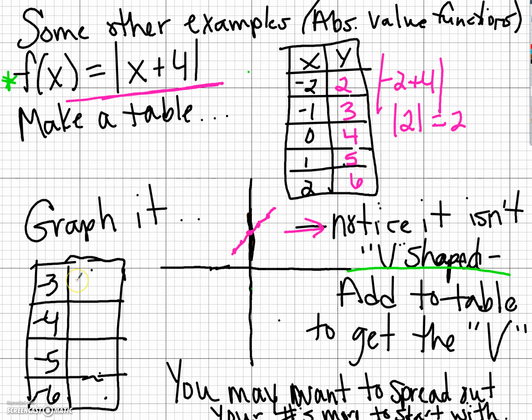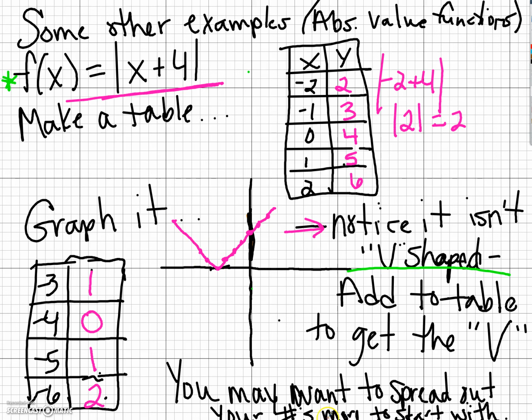Okay, so if we go down here and do it in that way, you're going to get -3 plus 4 is 1, absolute value of that is 1. -4 plus 4 is 0, absolute value of that is 0. -5 plus 4 is -1, absolute value of that is 1. Notice here we will see that V going on. And -6 plus 4 is -2, and the absolute value of that is 2. So then we can continue our graph here and plot the points. And notice if I connect the dots, I now have my V shape.